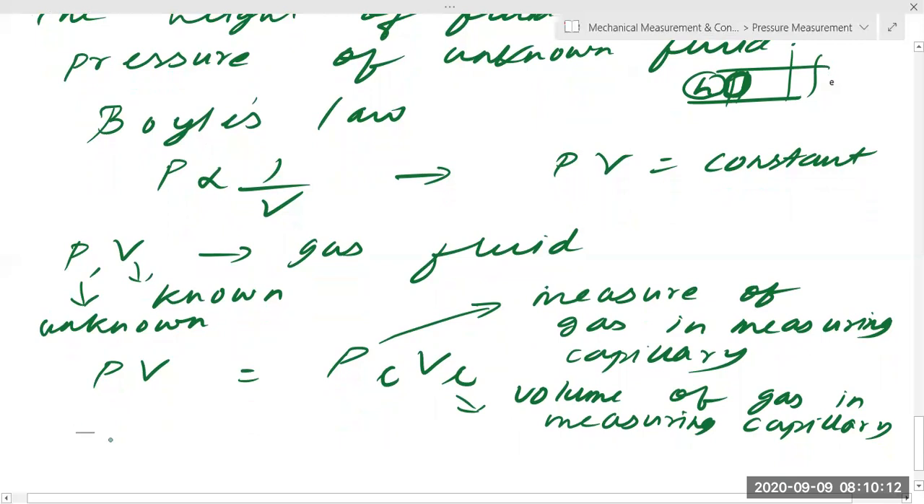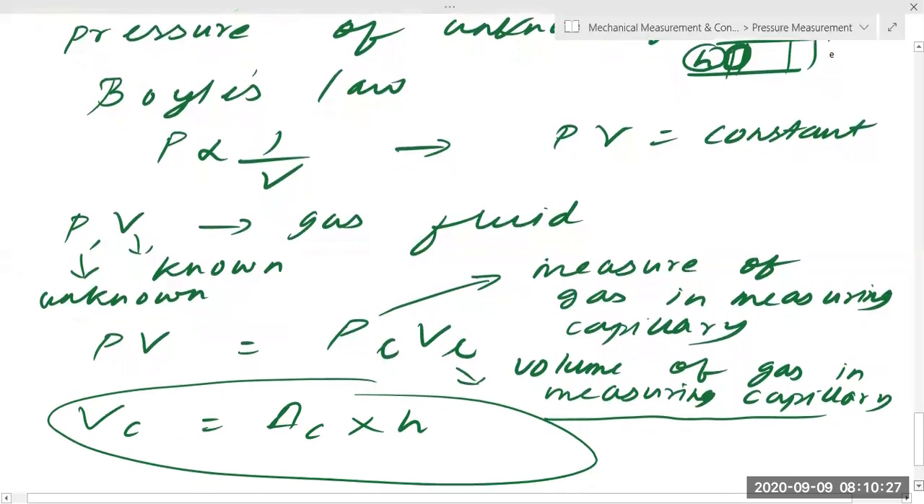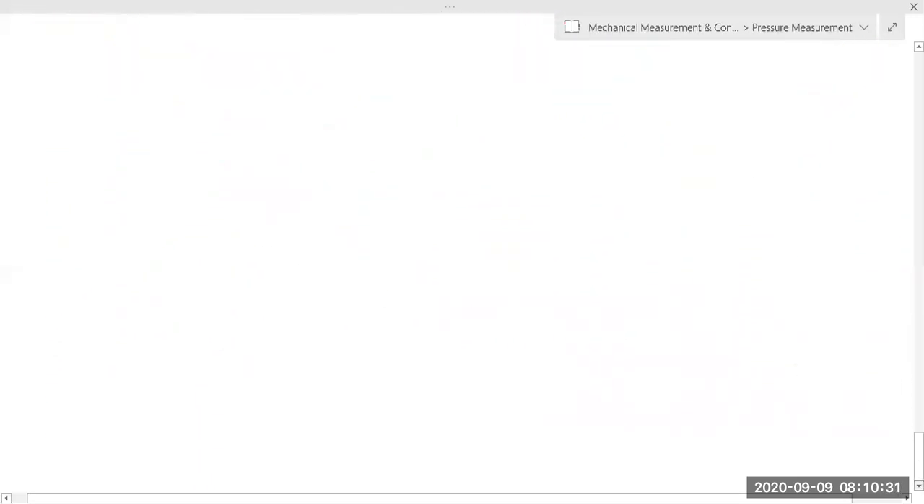So I can write VC, the volume of the measuring capillary, will be equal to AC, the area of the measuring capillary, into the height of the column, correct? So VC is equal to AC into H. Now PV will be equal to PC into VC, and we know that PC will be as it is, and VC is AC into H.